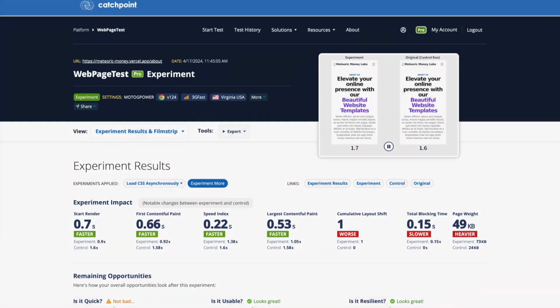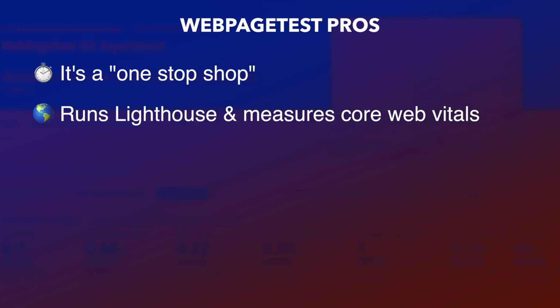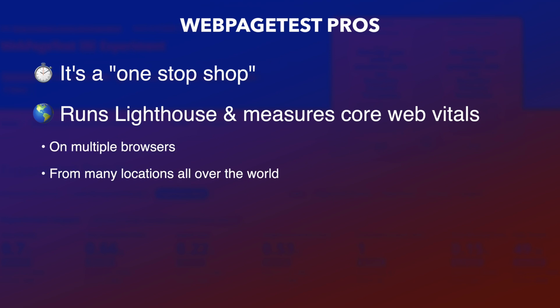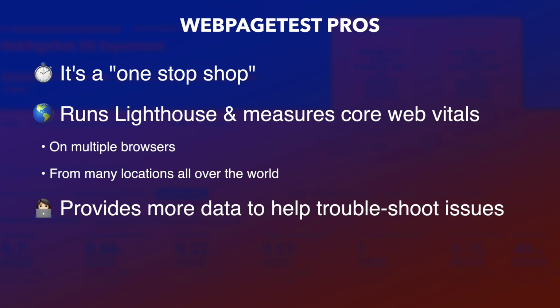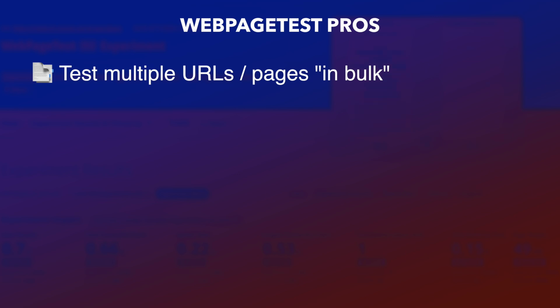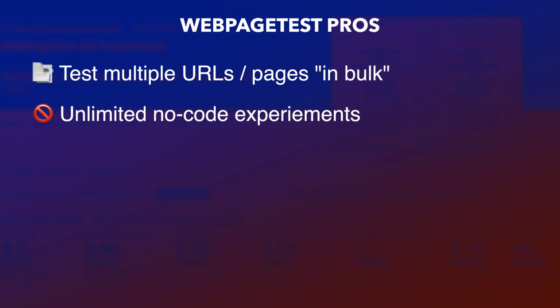Despite all these great features, webpagetest.org isn't perfect. To summarize, here are the WebPageTest pros and cons I can see. First, the WebPageTest pros. It's a one-stop shop. It can simultaneously run a Google Lighthouse audit and measure Core Web Vitals on multiple browsers from many locations all over the world. It provides much more data to help troubleshoot issues with the site, and it has pro features I want to list here too, like the ability to test multiple URLs in bulk and unlimited no-code experiments like I just talked about.